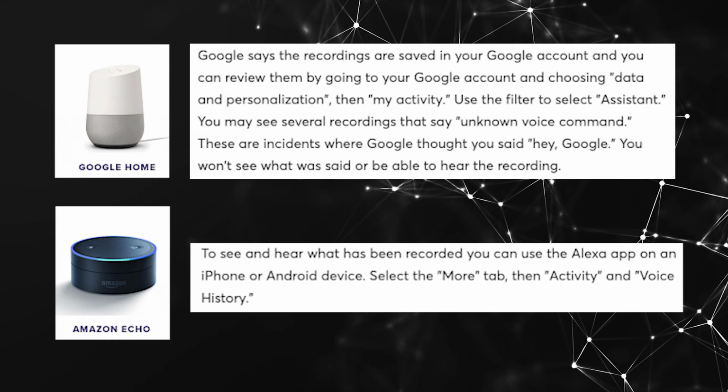What you'll have to understand is that when you see unknown voice command, these are typically incidents where Google thought you said, "Hey Google." Did my Google thing go off? No, not yet. But you won't actually be able to see or hear what was in the recording. If you have an Amazon Echo, you can actually see and hear what's been recorded. You can use the Alexa app, on an iPhone or an Android device. From there, you can select the More tab, then choose Activity, and finally Voice History to see what's in there, and you can delete.